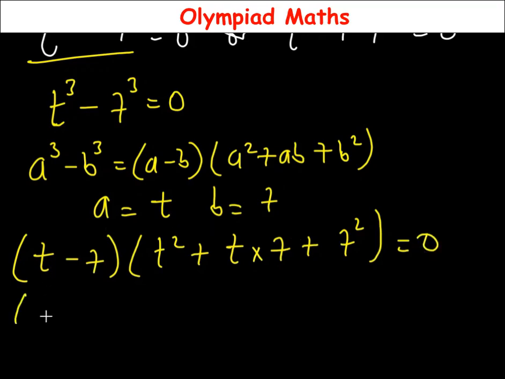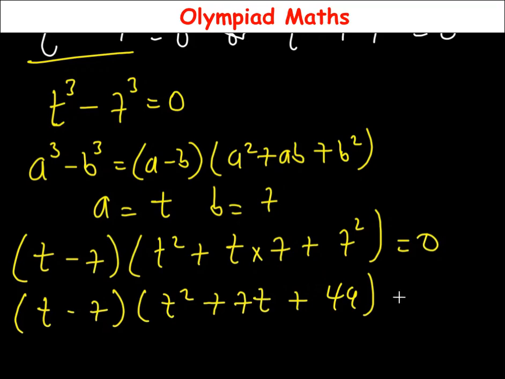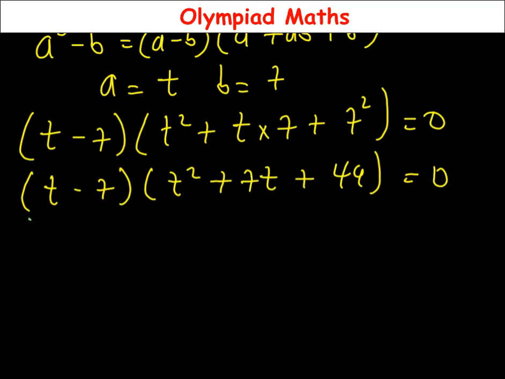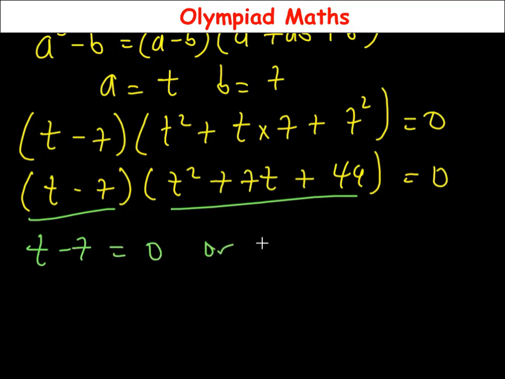So from here, in brackets, t minus 7 multiplied by t squared, t times 7 is 7t, so plus 7t, plus 7 squared is 49, is equal to 0. And with this, we can equate this to 0 and also this to 0. So t minus 7 is equal to 0, or t squared plus 7t plus 49 is equal to 0.